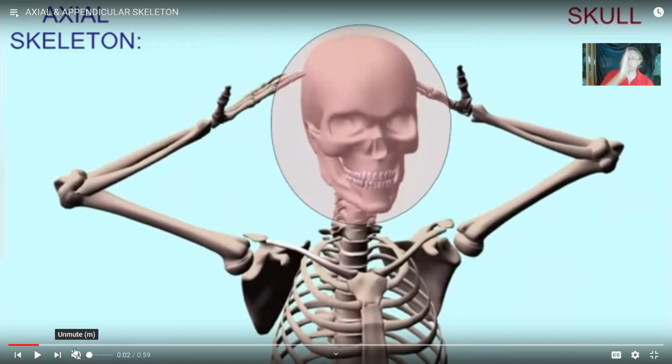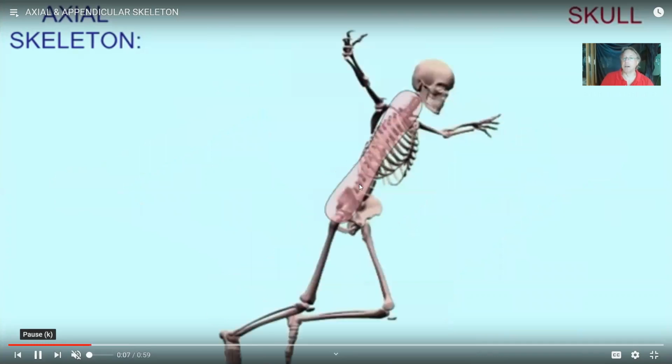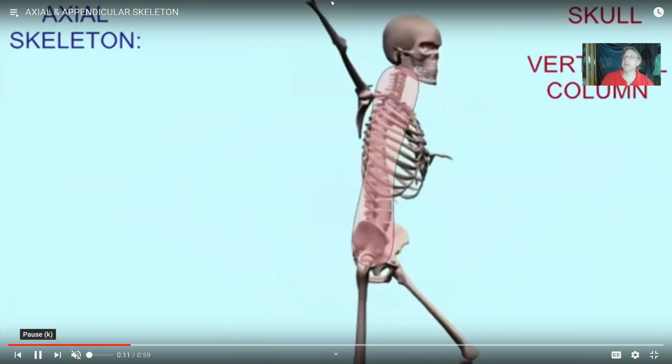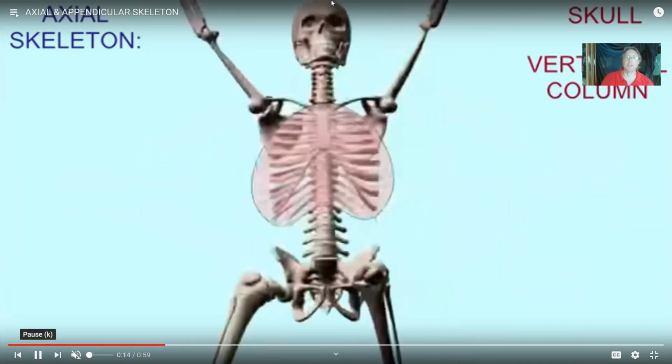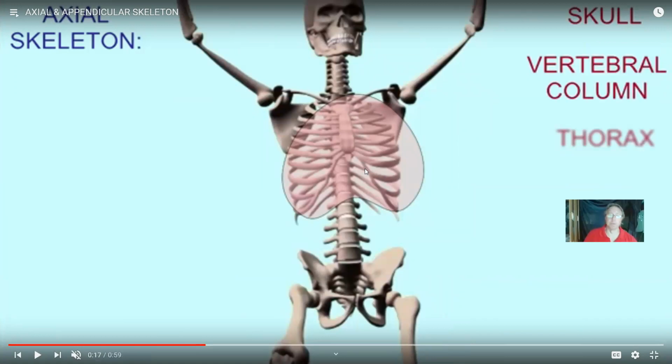The part which runs up and down the long axis of the body is known as the axial skeleton. This consists of the skull, which is obviously along the midline of the body, the vertebral column, which also runs along the midline of the body, and then the thorax, composed of the ribs and the sternum. So these three regions are what are called the axial skeleton, running up and down the long axis of the body: the skull, the vertebral column, and the thorax.